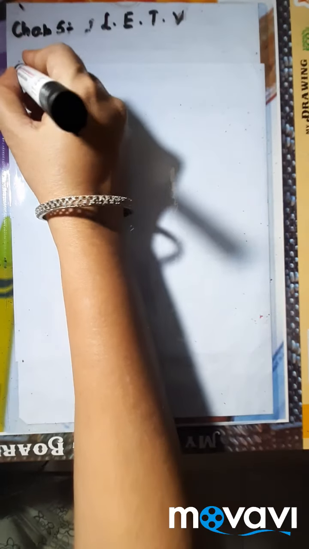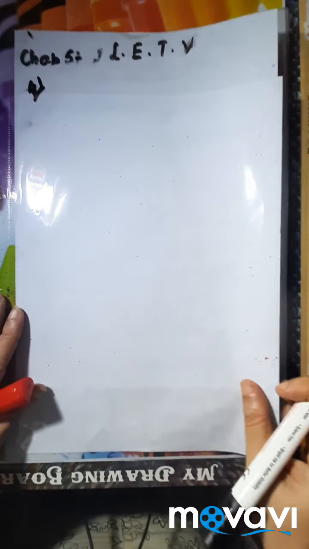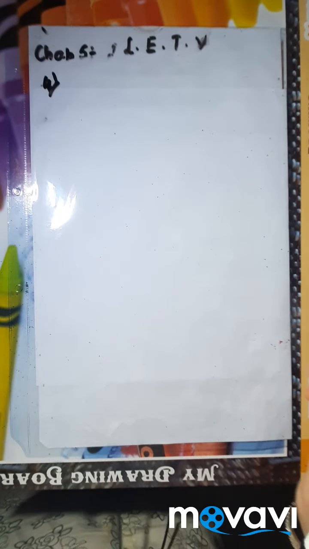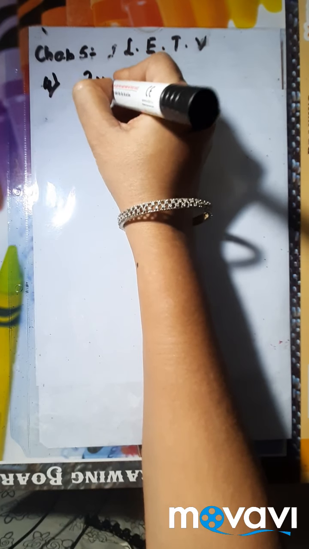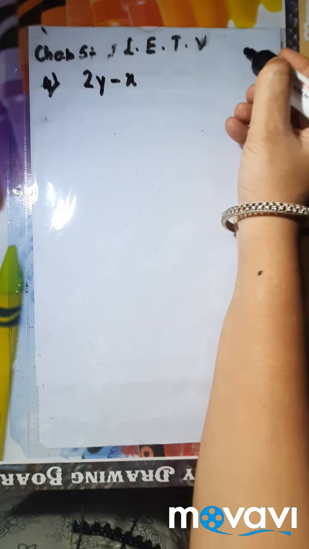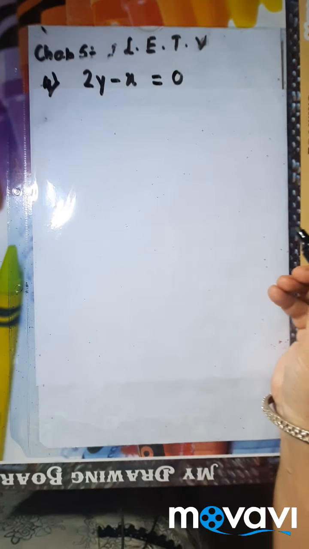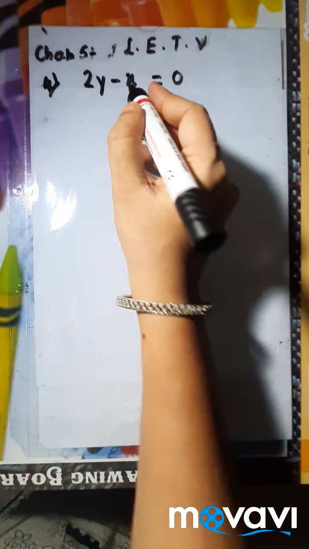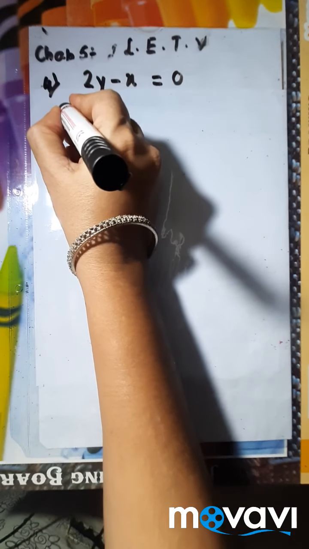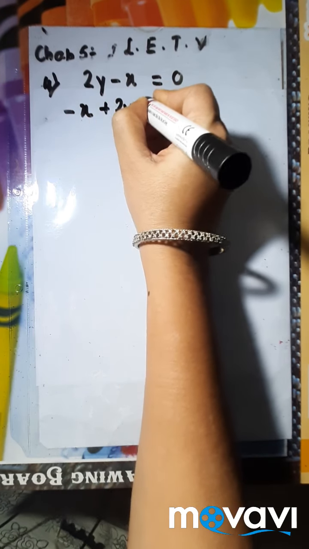Okay, now sum number 4. Let's continue. Let's go to sum number 4. Let me write it a little up over here. I hope you can see it. What is my sum number 4? Now, 2y minus x is equal to 0. Now, I told you I want x, then I want y, and then I want equal to constant. X, y and constant. So, I will call this minus x plus 2y equal to 0.